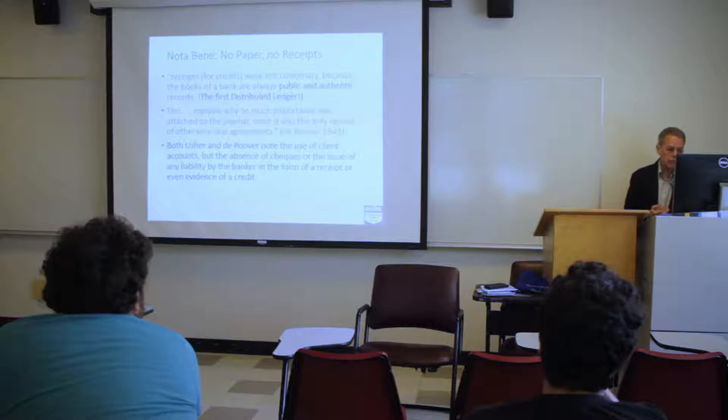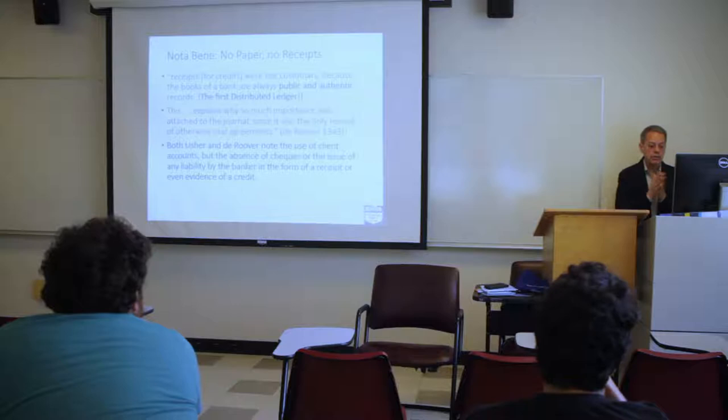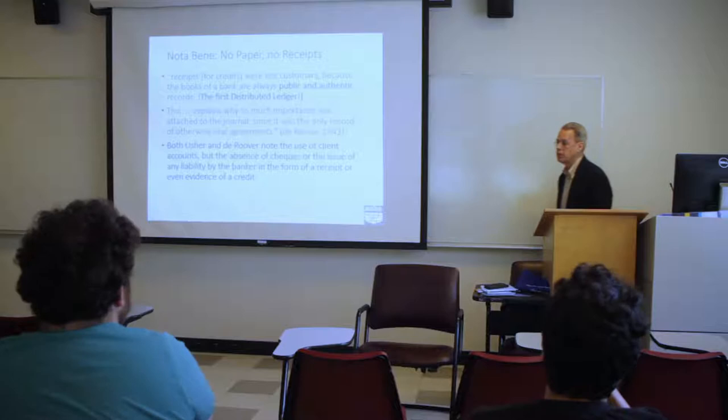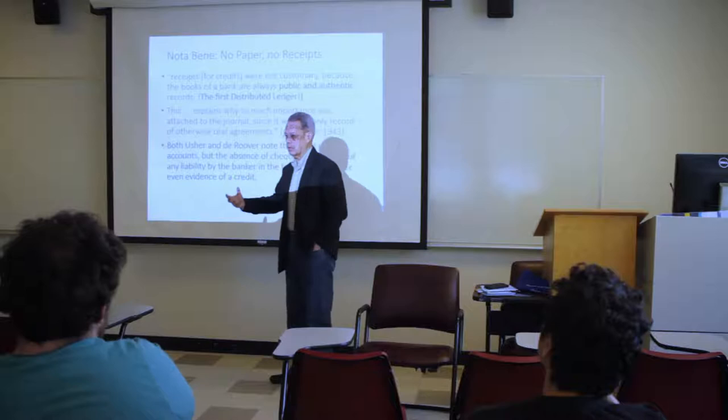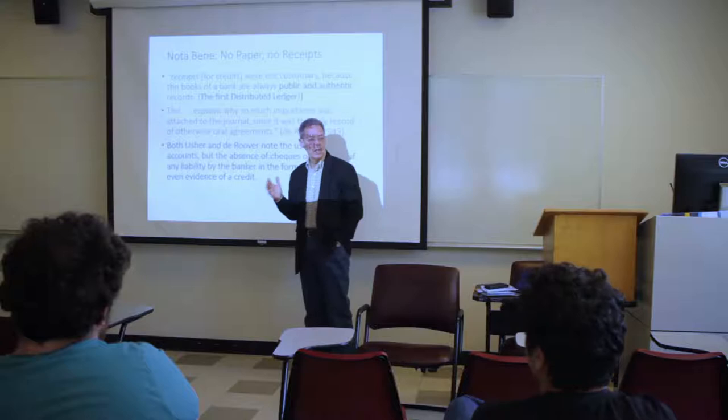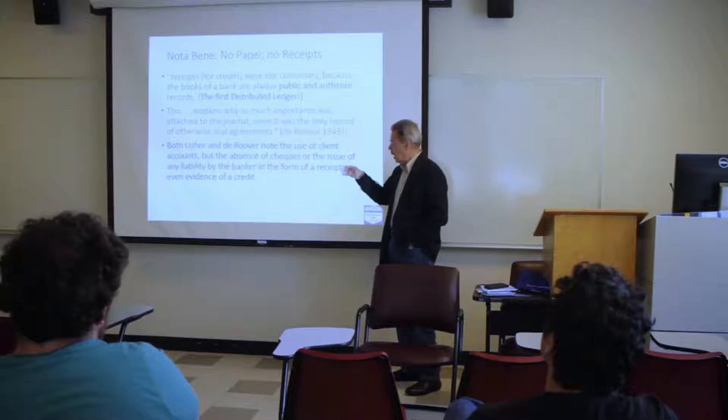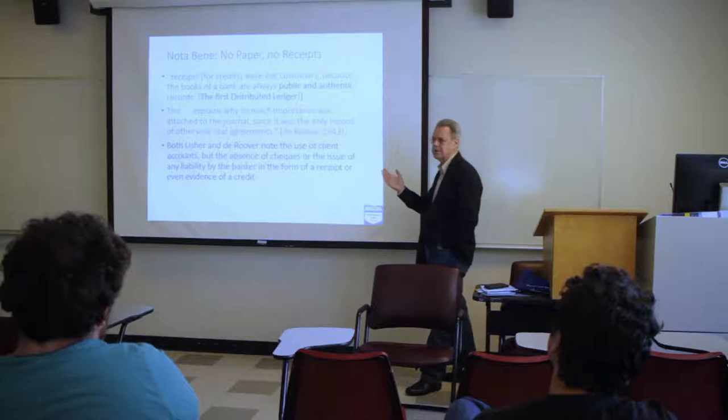Now, both Usher and DeRoover note the use of client accounts, but the absence of checks or the issue of any liability by the banker in the form of a receipt or even evidence of credit. Why is this important? Well, it's important for two reasons. First, there's no physical thing. Remember, this was Schumpeter's idea: we don't need money in order to make this thing work. That's the first part of it. And this goes to the argument people make, that it was the goldsmith's receipts that eventually became money. No, there are no goldsmith's receipts here.